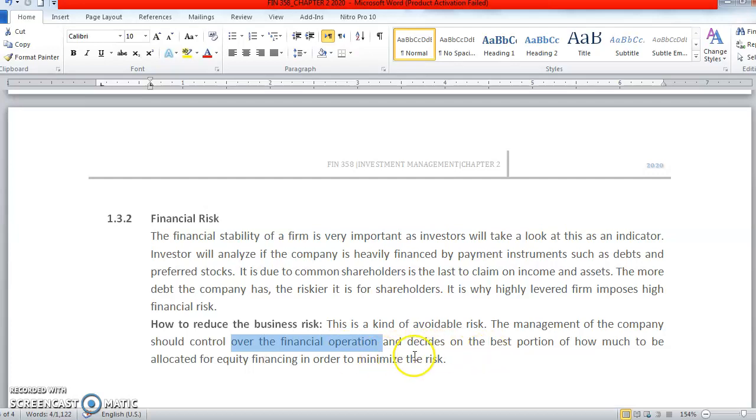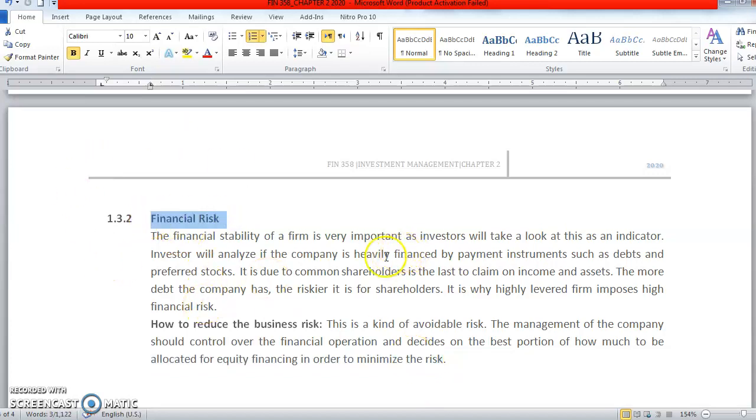Okay. So ini adalah salah satu way yang dia boleh elak lah. Kan? Dan kena decide on the best portion on how much to be allocated for equity financing juga. So berapa amount yang dia nak allocate untuk equity, berapa amount dia nak allocate untuk liability. Ini adalah sangat penting ya untuk syarikat to survive untuk satu jangka masa yang panjang, selain bergantung kepada dia punya production lah actually. Okay, so itu adalah about financial risk.